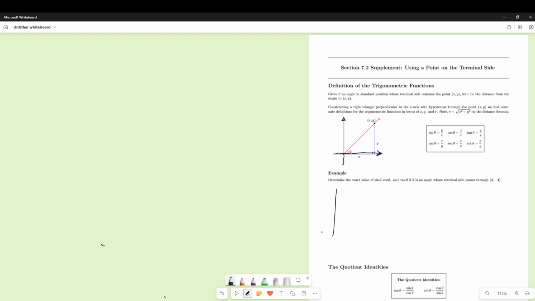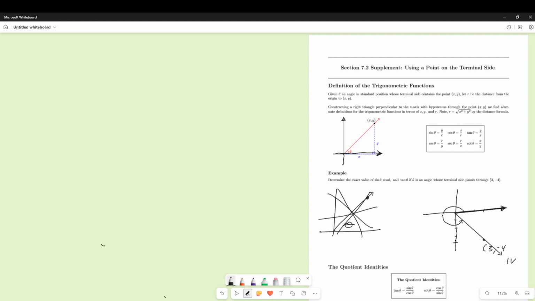For example, if we have some angle theta that goes through the point (3, -4), I can't draw it in that quadrant. (3, -4) has to be in quadrant 4. So 1, 2, 3, 1, 2, 3, 4. Down here in quadrant 4, so we have some angle down here in quadrant 4 that passes through that point (3, -4).